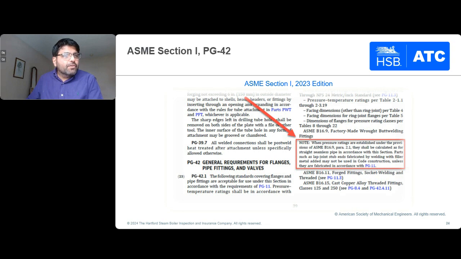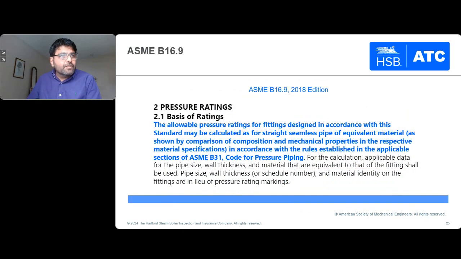So in PG-42, under paragraph reference PG-42.1, we have this note. And this note is telling me as a designer that I have to essentially treat these fittings as straight seamless pipe. They also make reference to paragraph 2.1 from B16.9, so I have that paragraph listed so we could look at it. Again, same verbiage consistent with that note: that you would take one of these fittings, not just the T but any fittings contained within that B16.9 standard, and essentially treat them as a straight seamless pipe.